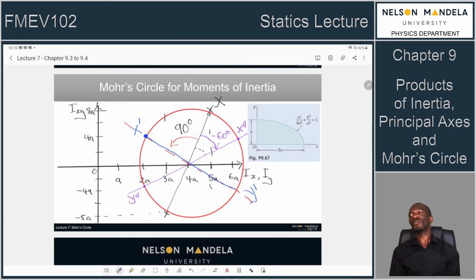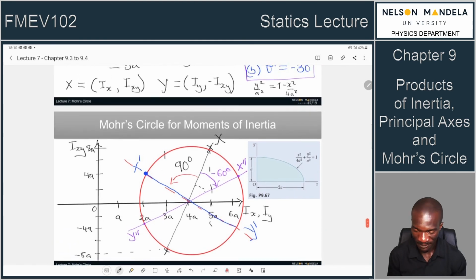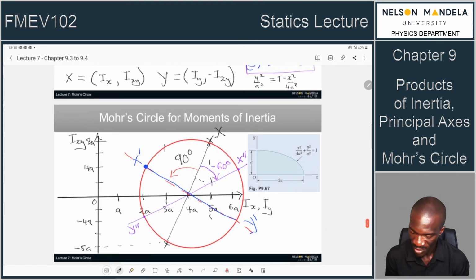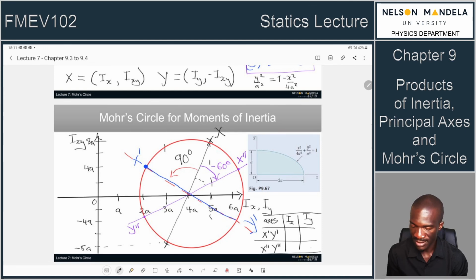Now all we want to do with Mohr's circle is to locate the moments of inertia, because that's what we've been asked for. So that in the end we can say, for the axis, what is our Ix, what is our Iy, isn't it? That's all we want to find. That's our Iy. So we've got the x prime, y prime axis, and then the x prime prime, y prime prime axis.